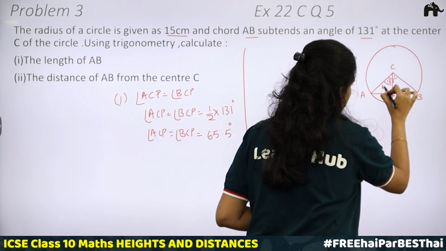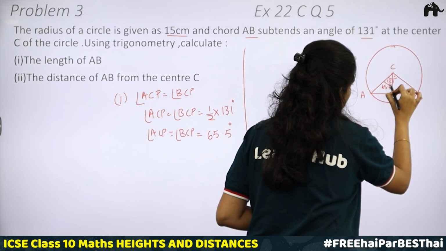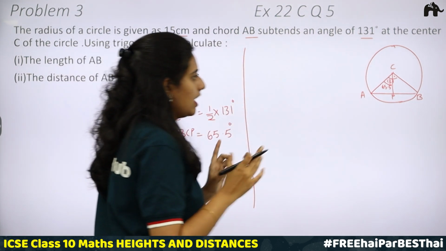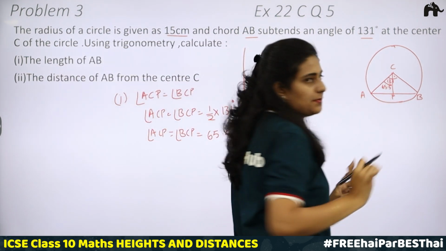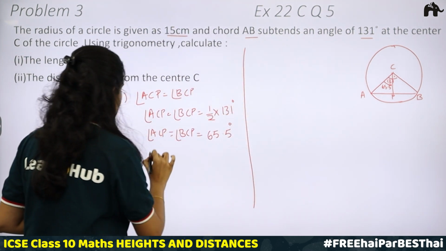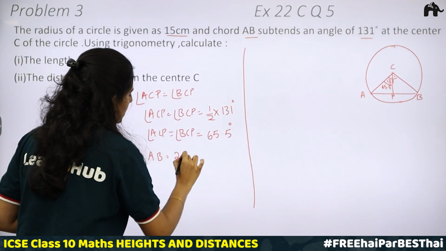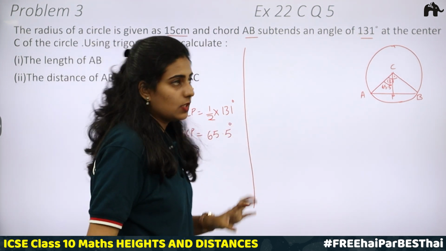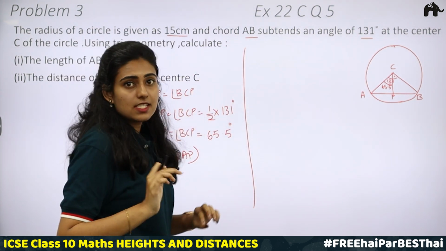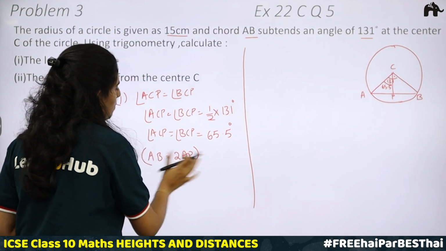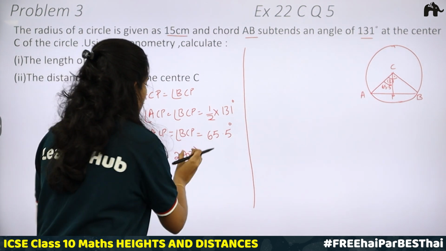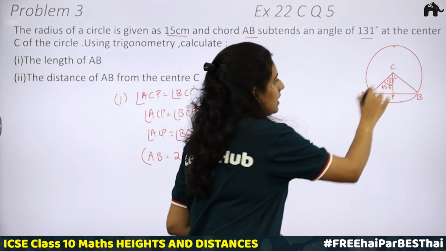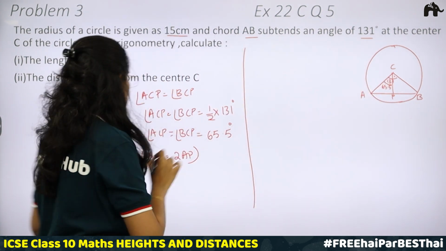Now, here we got the angle 65.5 degrees. Okay. We have to find the length AB. AB is equal to 2 times AP. Because CP is a perpendicular bisector drawn from the center C. Okay. AB is equal to 2 times AP. If we are able to find AP, we can find AB. AP is a part of triangle ACP. Yes.